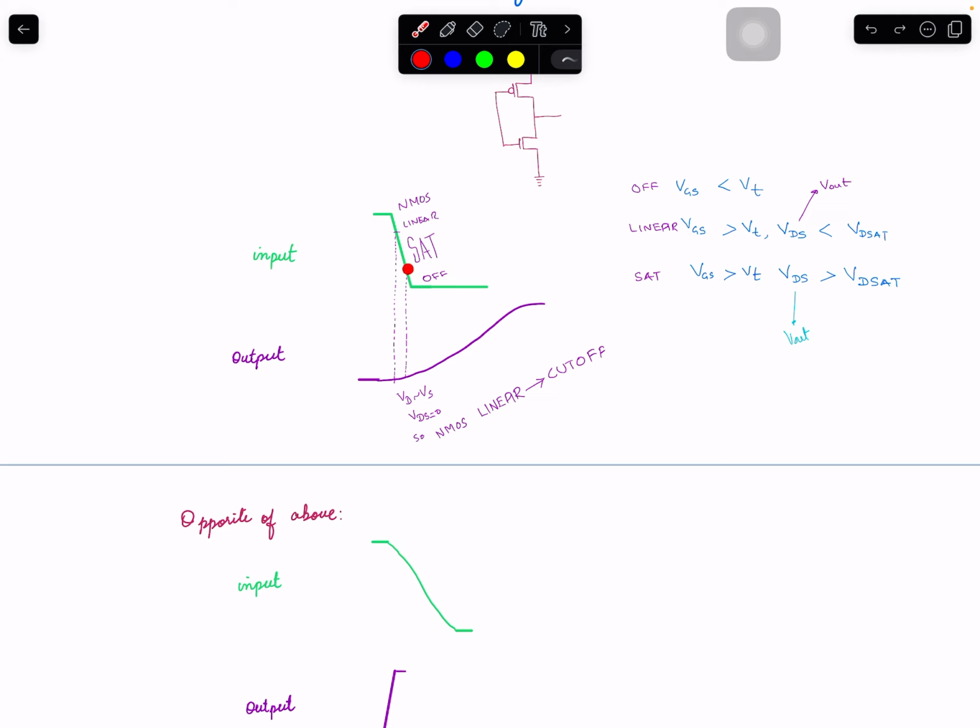And as soon as the voltage drops below this, we don't meet this condition. So VGS becomes less than VT, and the transistor is off. So you've seen that the NMOS was in linear and goes into cutoff without getting into saturation. And this can be good for short circuit, meaning this transistor was not in the saturation region, so it's not going to create a short circuit path.